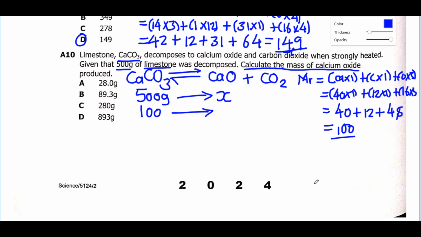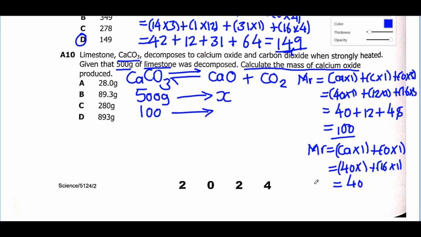Then we need to find the mixture for calcium oxide. So from calcium oxide, we have 1 atom of calcium plus 1 atom of oxygen, which is 40 by 1 plus 16 times 1, which is 40 plus 16, giving us 56. So here 56. Every piece of information for calcium is written on the side where calcium carbonate is, so here is calcium oxide. Then at this stage, I'm just going to cross multiply.